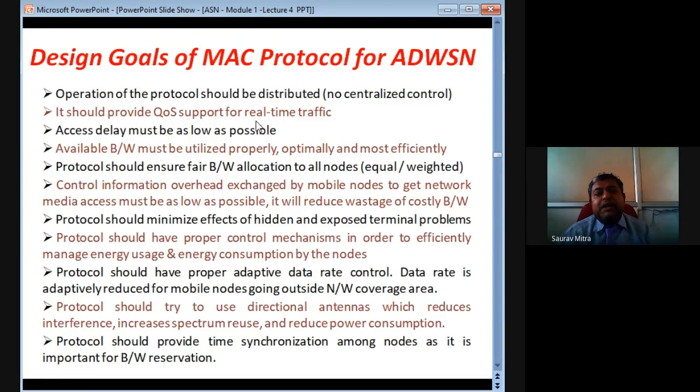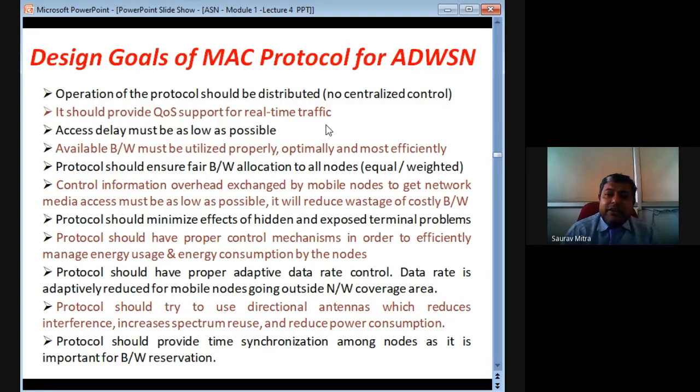It should provide quality of service support for real-time traffic. So what is meant by quality of service? Three things I told you, again I am repeating. First thing, data should reach in time. Data should reach in proper quantity: if you transmitted 10 packets, 10 packets should be received. Third thing, data should be unaltered: whatever you have transmitted, the same data should be received. So these three things are quality of service. The MAC should ensure that this quality of service is provided for the real-time traffic or data packets. Access delay must be as little as possible.